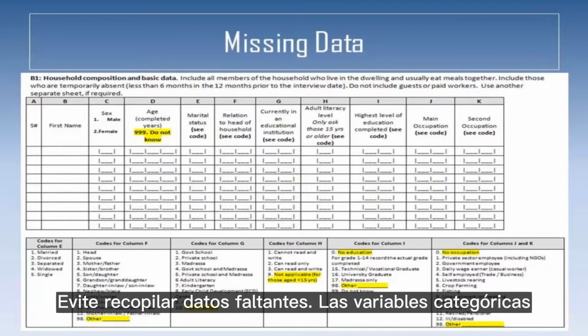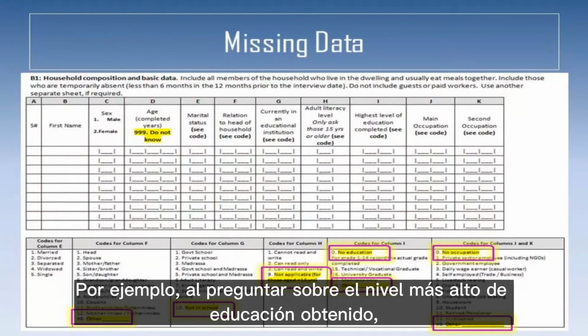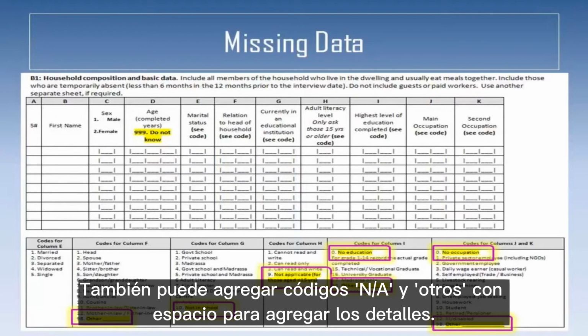Avoid collecting missing data. For categorical variables, ensure the group responses cover all options. For example, when asking about highest level of education obtained, include a category for no education, so that these responses are not collected as missing. You can also add NA and other codes with space to add the details.